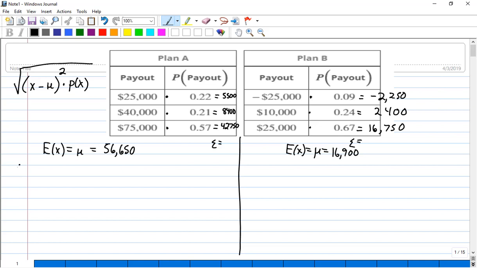So you say 25,000 minus the mean, which was 56,650. We're going to square that and then multiply it by 0.22, because that's our probability. All right, this is what I got.